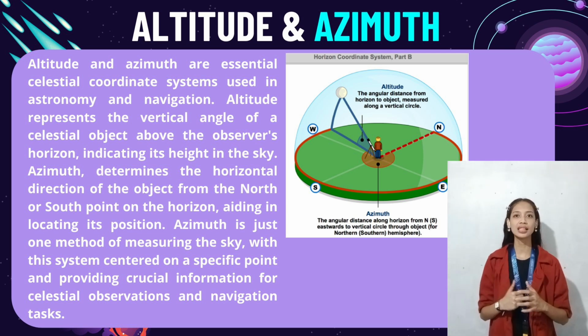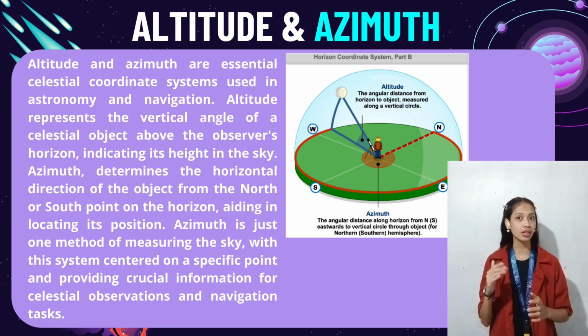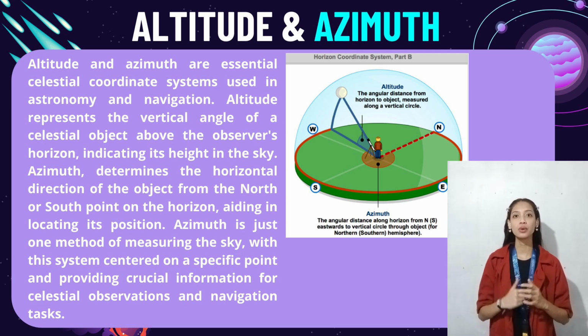But this coordinate is not enough. You also need to know the direction. Of course, the north, south, east, and the west. Next is azimuth. The azimuth tells you how far around the object is from the north. It is also measured in degrees and starts at 0 degrees north. Due east is 90 degrees azimuth, due south is 180, and due west is 270 degrees. So now you can indicate a place in the sky with remarkable precision.